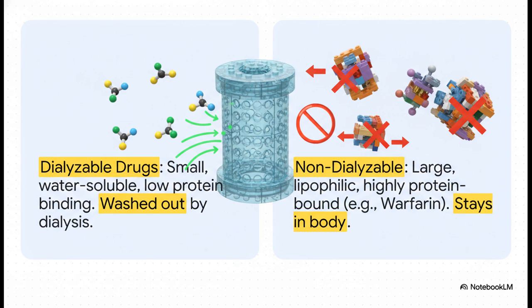Which drugs get cleaned out by the dialysis machine, and which ones stick around? Small, water-soluble drugs, they pass right through the filter and are removed from the blood. But bigger drugs, or ones that are really tightly bound to protein, like warfarin and ceftriaxone, they're just too large to get filtered out. They stay in the body.